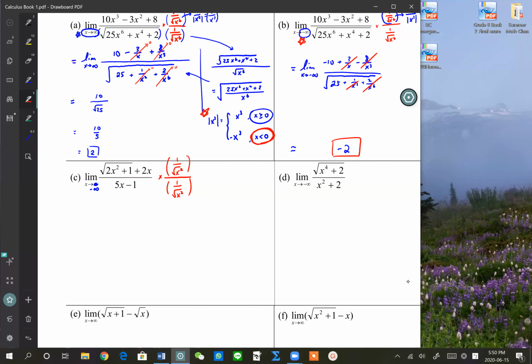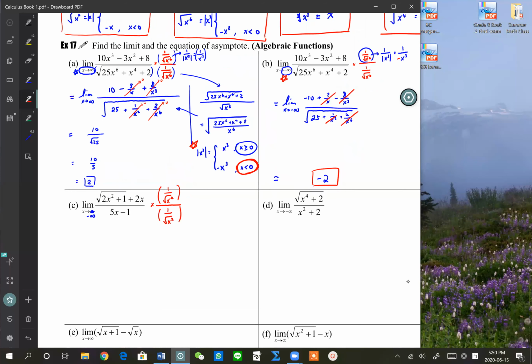Okay, thanks. Like question A, right? Question A, we only need to simplify the top, right? Because the top has no square root. The bottom, you just keep it. Right?